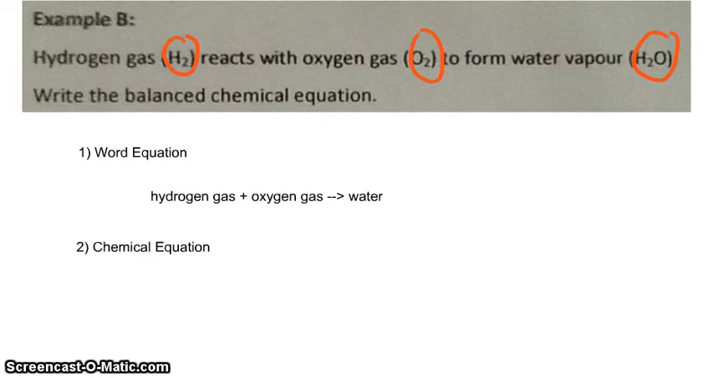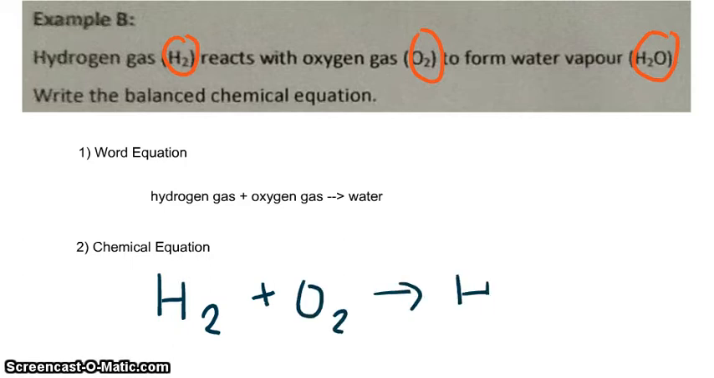And you get here H2 plus O2, arrow, H2O. So this would be the chemical equation. This step is very important. You must get the chemical formulas correct. If you don't get the chemical formulas correct, when you move to the next step on balancing, you will never be able to balance. Therefore, we must make sure that the chemical equation is correct before we proceed on to balancing.